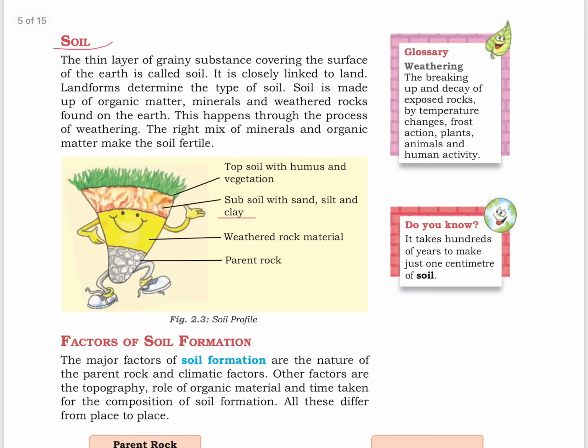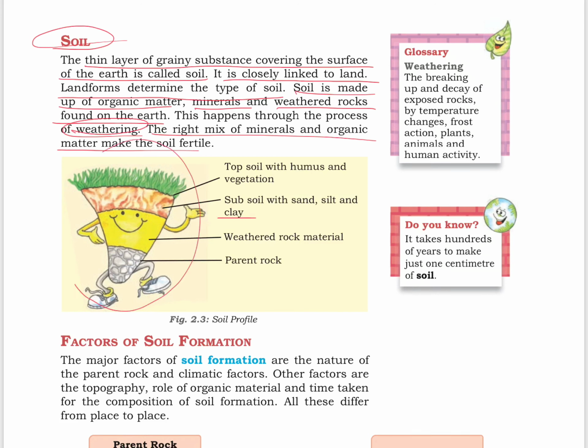Next, coming to soil. A thin layer of grainy substance covering the surface of the earth is called soil. It is closely linked to the land. Landforms determine the type of the soil. Soil is made up of organic matter, minerals and weathered rocks found on the earth. This happens through the process of weathering. The right mix of minerals and organic matter make the soil fertile.